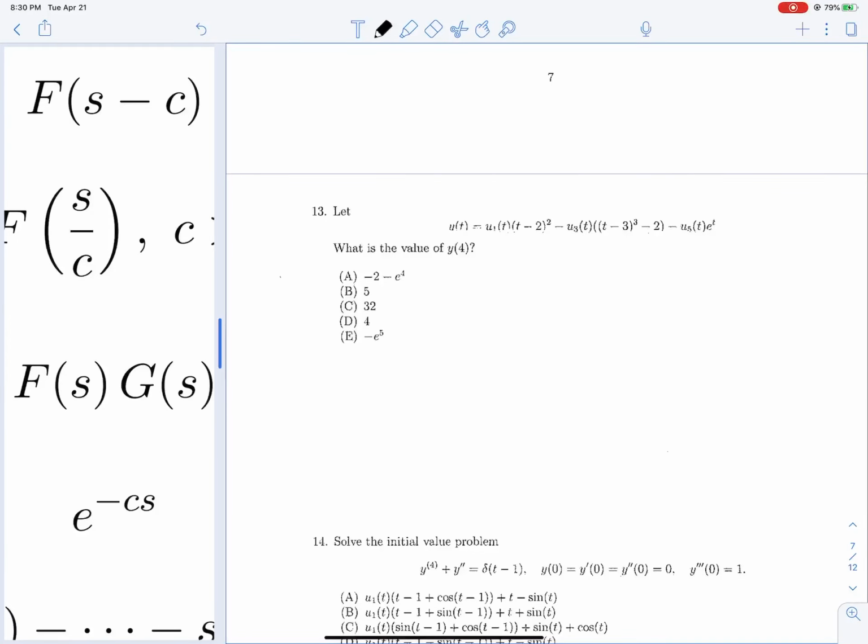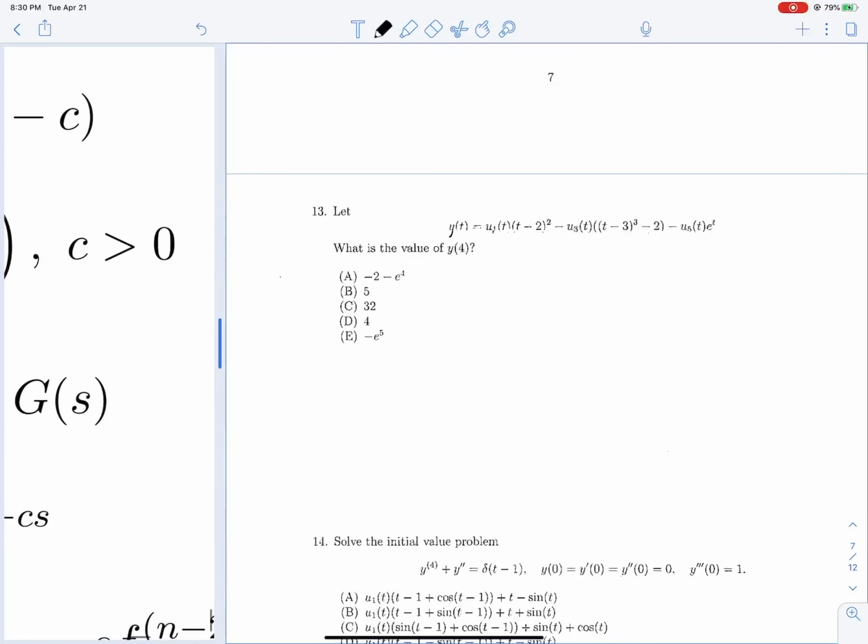13. This is a very difficult question to read. This isn't u of t. I'm pretty sure that's y of t. This is u1 of t. Let's find the value of y at 4. Okay, great. We don't actually need anything over here for this. We just need to know how the unit step function works.